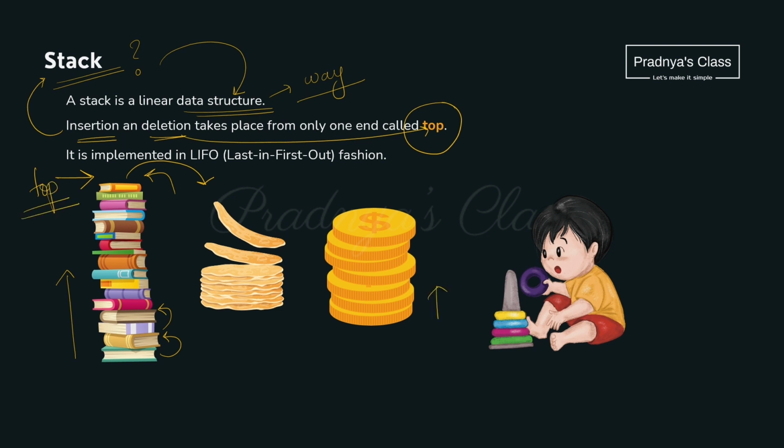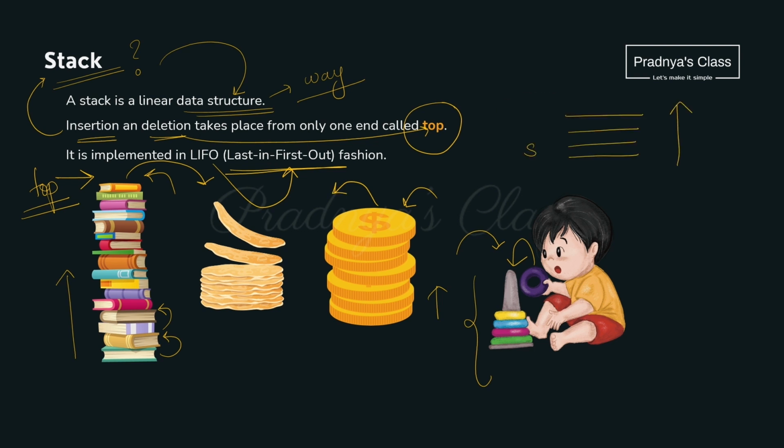And you might have played this game of rings in your childhood. You know that in this game too, if you want to keep any ring, you will be keeping it from the top position. That's why stack is also called LIFO, that is last in, first out. The item which is inserted last will be the first one to come out. Now you understood what a stack is. If you want to add any item, you will do it from the top position. Even if you want to remove it, you will do that also from the top position.